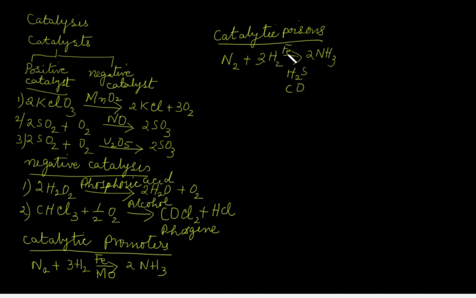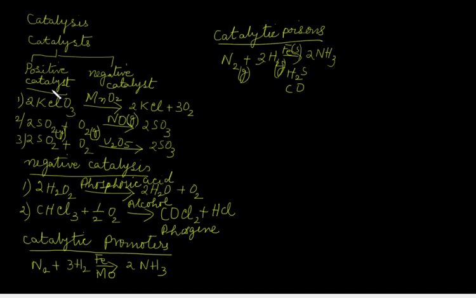These substances get attached to the surface of the catalyst, thereby consuming some free valencies. So the free valencies available for the reactants to get attached to the catalyst get reduced. Therefore, the products become less. Here this is gas, this is gas, this is a solid.